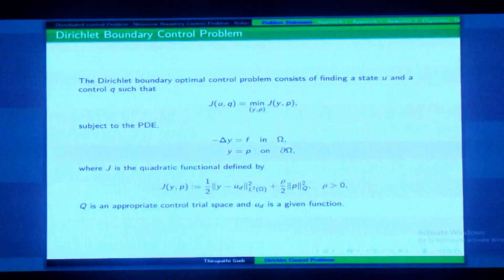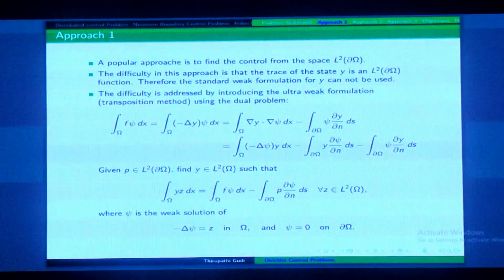So naturally, when you want to minimize a cost functional, usually L2 spaces are used, because when you use a square integrable norm in the functional, it becomes differentiable, and you can use all the calculus on function spaces. So that's a natural choice, to use L2 on the boundary.